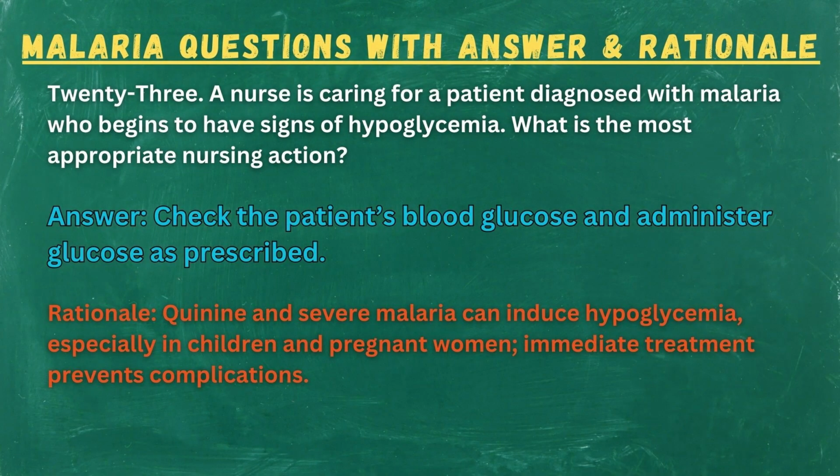23. A nurse is caring for a patient diagnosed with malaria who begins to have signs of hypoglycemia. What is the most appropriate nursing action? Answer: check the patient's blood glucose and administer glucose as prescribed. Rationale: quinine and severe malaria can induce hypoglycemia, especially in children and pregnant women. Immediate treatment prevents complications.